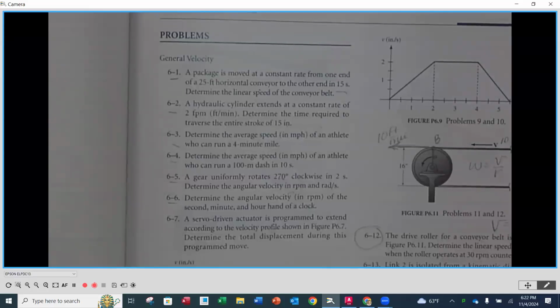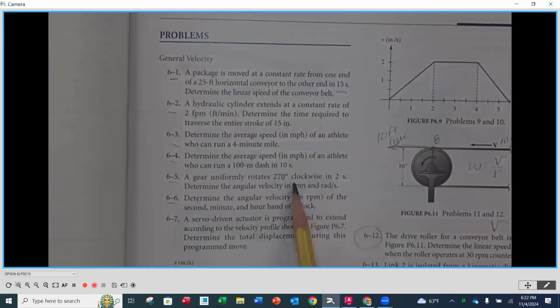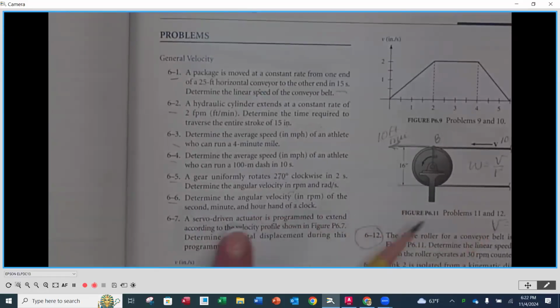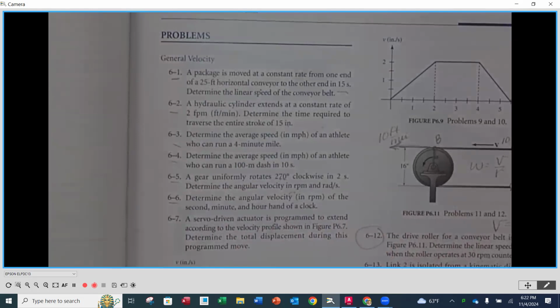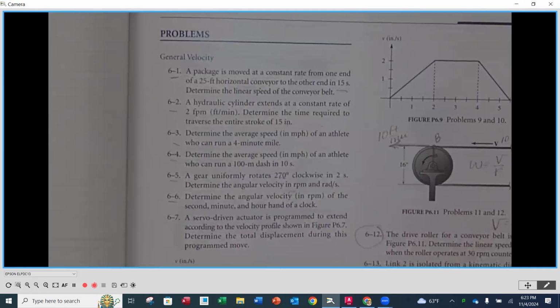Number 5, a gear uniformly rotates 270 degrees clockwise in 2 seconds. Determine the angular velocity in revolutions per minute and radians per second. So that again is a conversion. You're taking 270 degrees in 2 seconds, and you want to convert that to revolutions per minute and radians per second. Number 6, determine the angular velocity in RPMs of the second, minute, and hour hand on the clock. Okay. So angular velocity in RPMs.